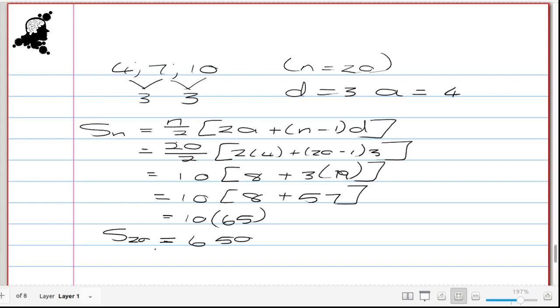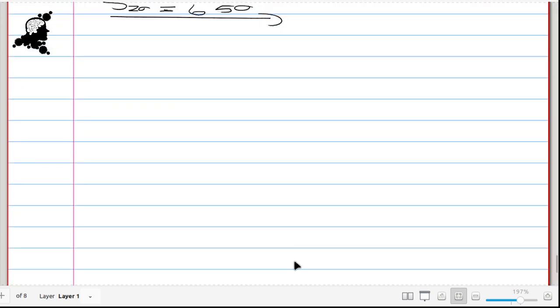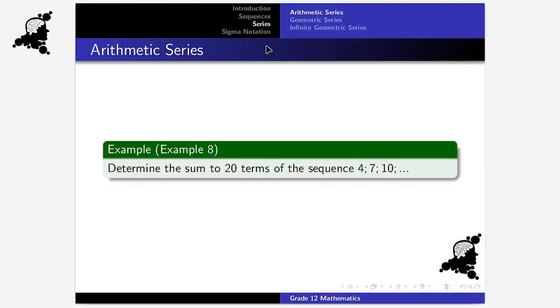Notice that we did not have to determine the general term because the question is not concerned with the nth term. The question is just concerned about finding the sum of the first 20 terms. Hope this made sense to you guys. Let's look at the next section.